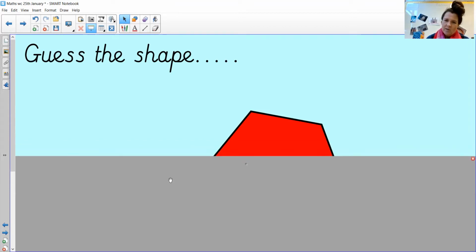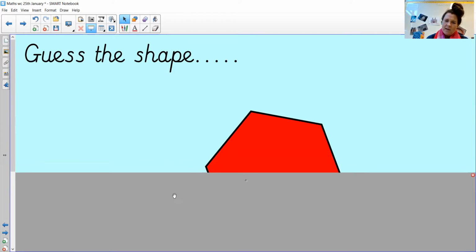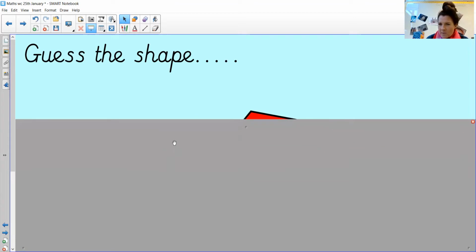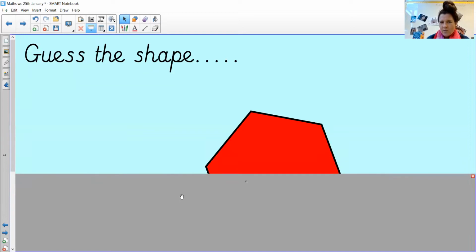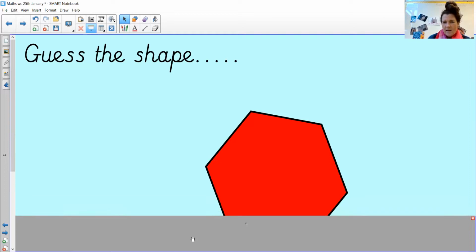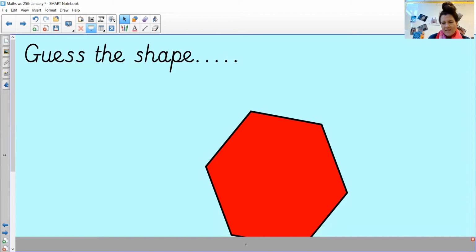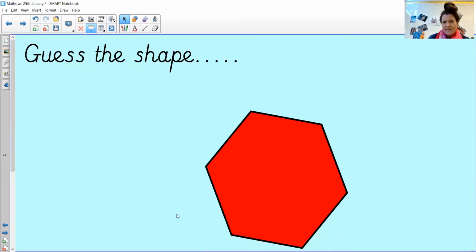I can see 1, 2, 3 sides coming. Oh, there's more than 3 sides. I don't know about you. When I was up here, I thought it might be a triangle. Right, let's keep going. Okay, so I know I've got more than 3 sides. Oh, it looks like I can see 4 sides there. Oh, I can see 5 coming. Oh, I can see 6. 6 sides. What's that shape that has 6 straight sides and 6 vertices? A hexagon. Well done. Excellent.